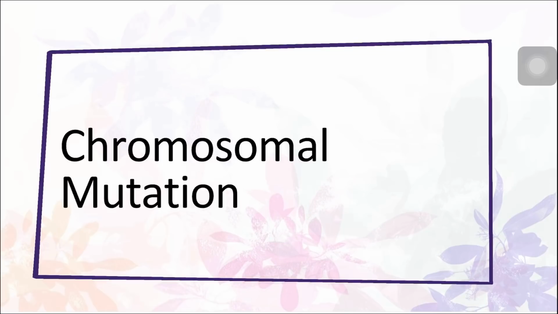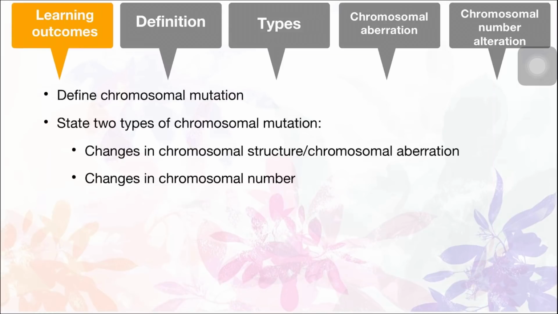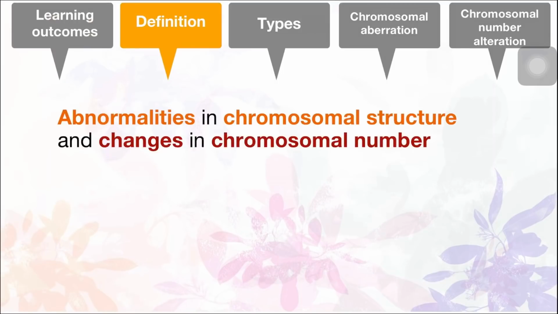Chromosomal mutation. First, learning outcomes. We are going to define chromosomal mutation and also state two types of chromosomal mutation, which are changes in chromosomal structure, also known as chromosomal aberration, and also changes in chromosomal number.